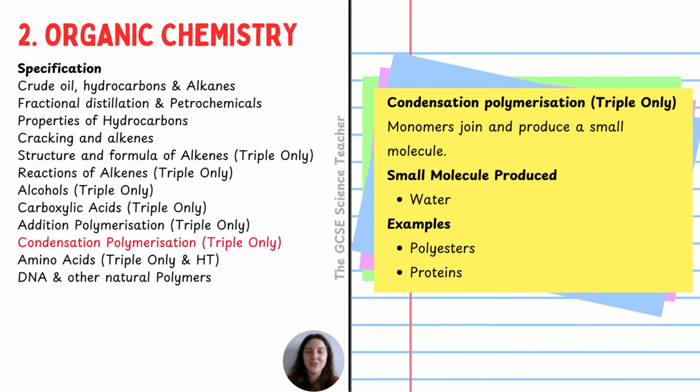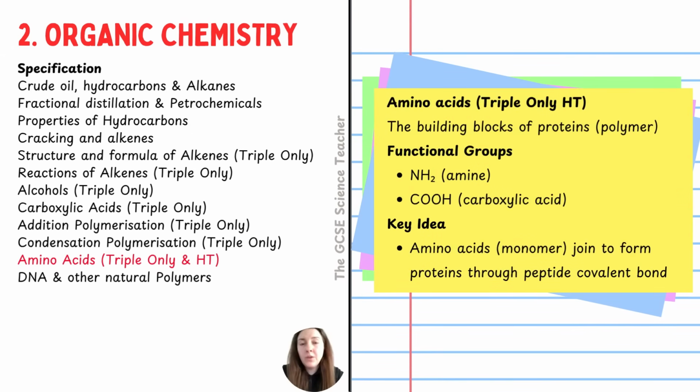Condensation polymerization, another triple topic, guys, is when the monomers join to produce a small molecule. So you have the small molecule being water. Key examples are proteins that are made by this reaction, condensation, and also polyesters. So amino acids are building blocks of proteins. Proteins are a polymer. Those amino acids are monomers.